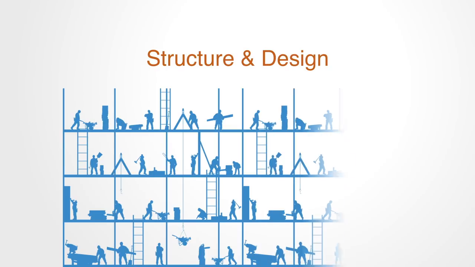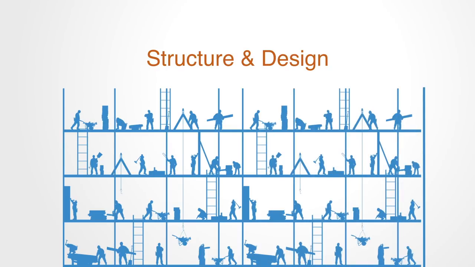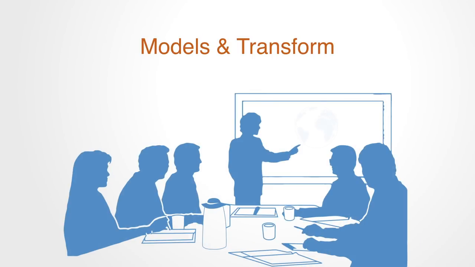Structure and design. When we start to look at the underlying structures, we begin to see where we can change what is happening. We are no longer at the mercy of the system. We can begin to identify the thinking and the mental models that are resulting in those structures taking the form they do. Mental model and transform.